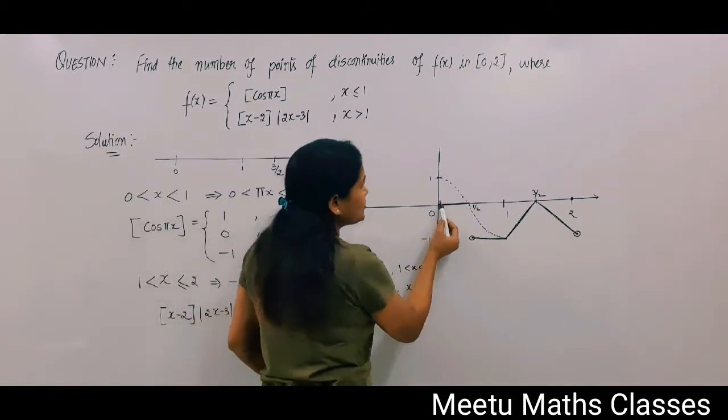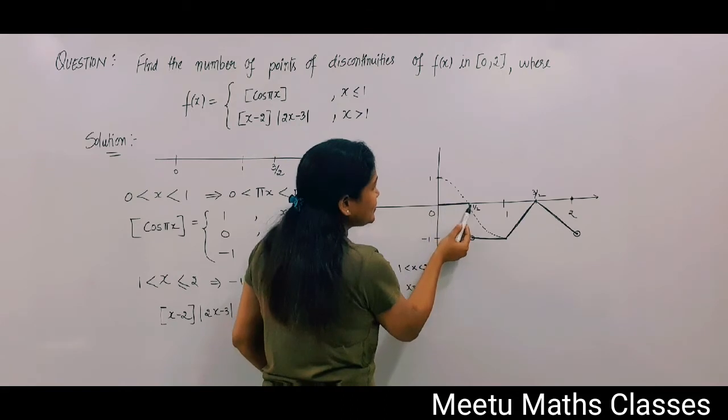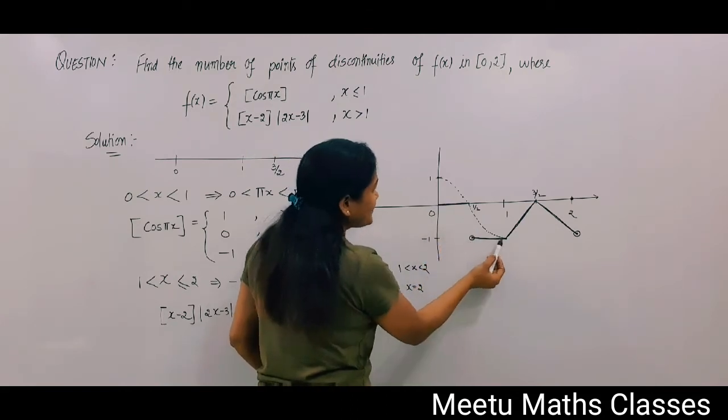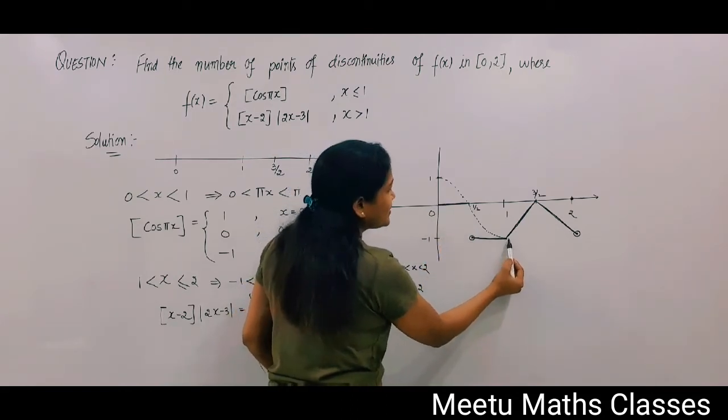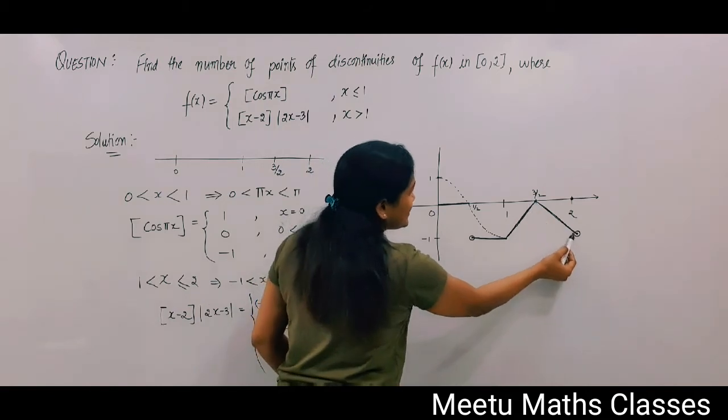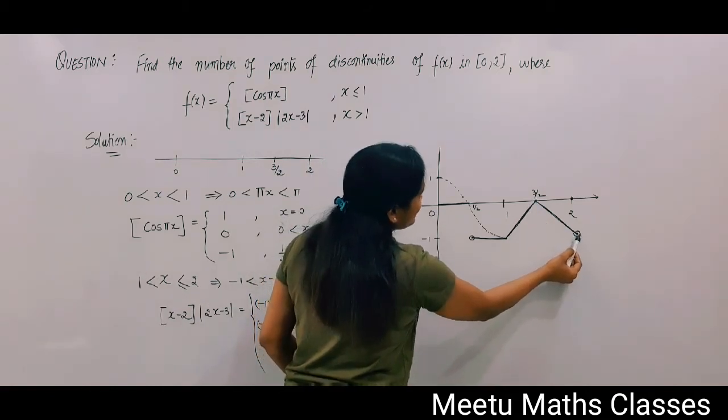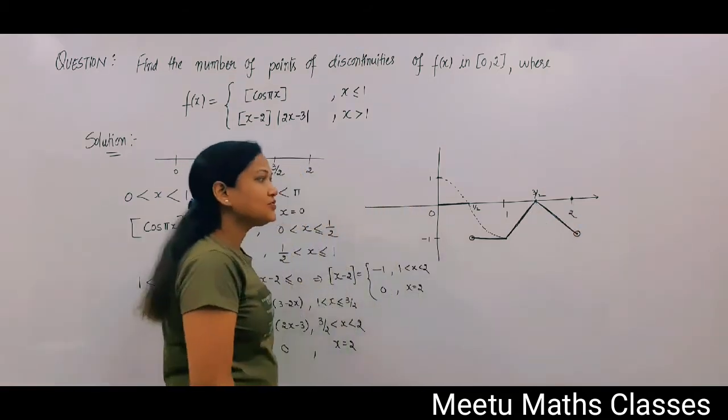At x = 0, the value is 1. Between 0 to half, the value is 0. Between half to 1, the value is −1. Then it is a linear graph, then again linear. At 2, it jumps to 2.